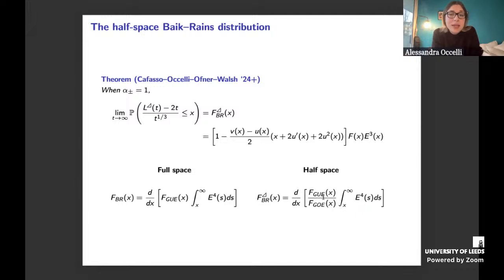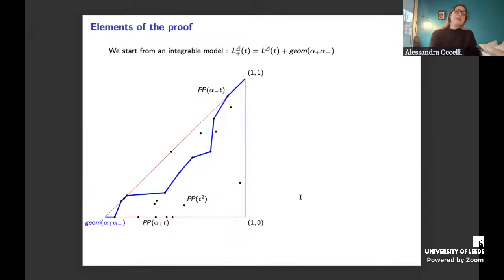And here in half space, you have the same object, but with this ratio of GOE and GOE Tracy-Widom. This expression can actually be derived directly from the formula in terms of Painlevé-2. But still, you see the same structure that Patrik explained. Now let's briefly give the sketch of the proof.